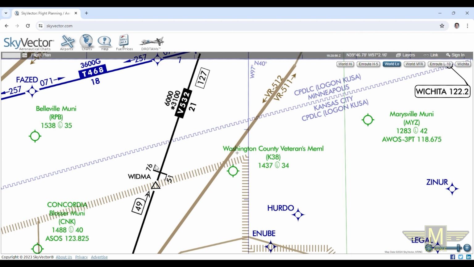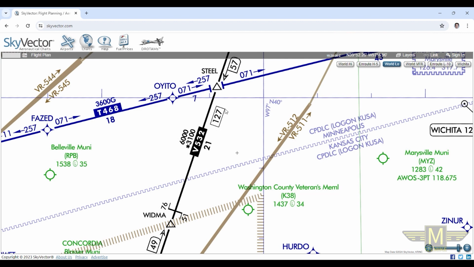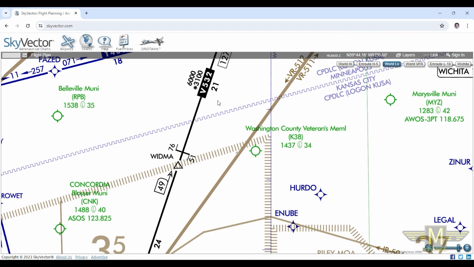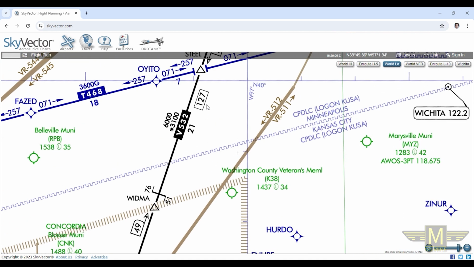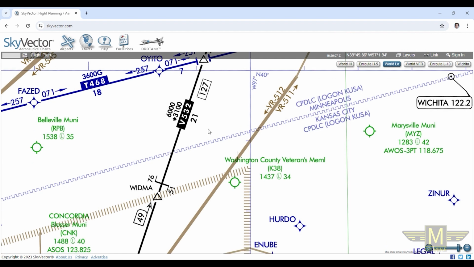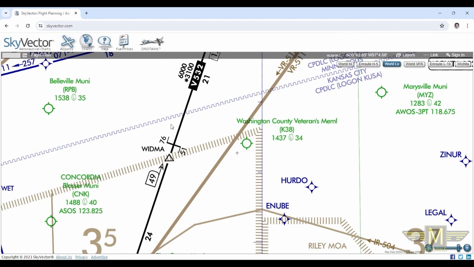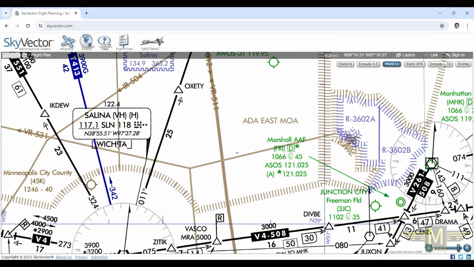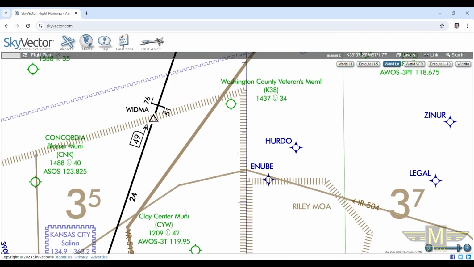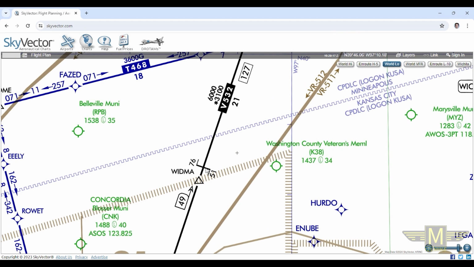You notice this one does not have equal segments, right? The total length is 127 miles between your nav aids, and we're not switching at the 63 and a half. We're switching here, 76 from this one and only 51 miles from the Salina. So when you see these symbols, these are the VOR changeover points.